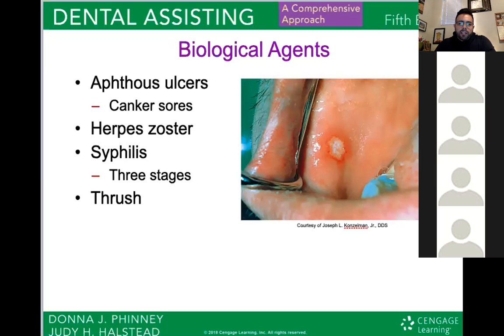More biological agents include aphthous ulcers, which are common ulcerations that reoccur in the oral cavity. They appear circular with a yellow center in the middle, and they usually have a red circular kind of border. We call that an erythematous halo, that red border that surrounds the lesions. Patients refer to them usually as canker sores.